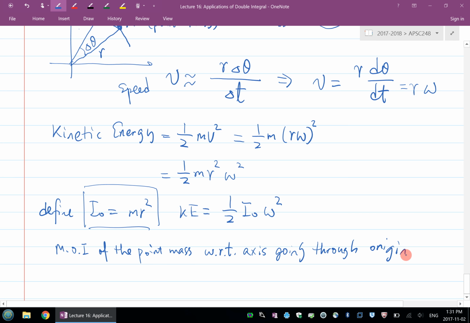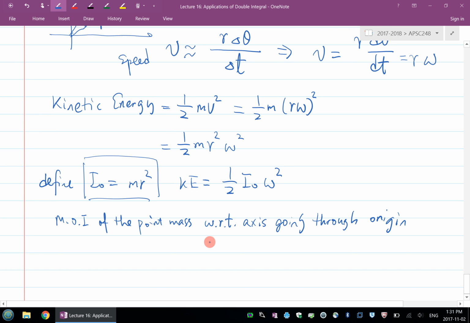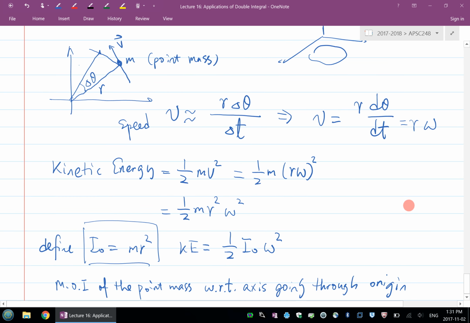I teach robotics in the fourth year, and when it comes to the moment of inertia, it never hurts to write down as much as possible, because there's always a relativity type of concept here. Relative to what? So this is the moment of inertia of a point mass with respect to the axis going through the origin, because the r is the distance from the mass m to the axis going through this origin here.